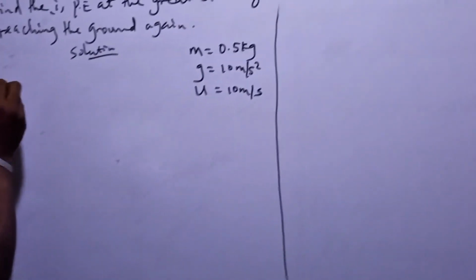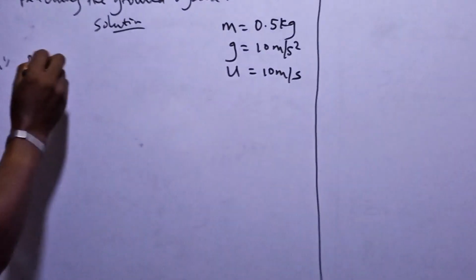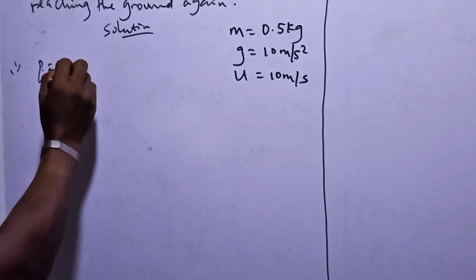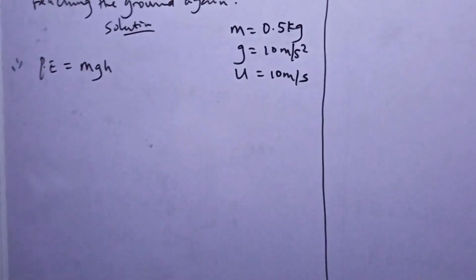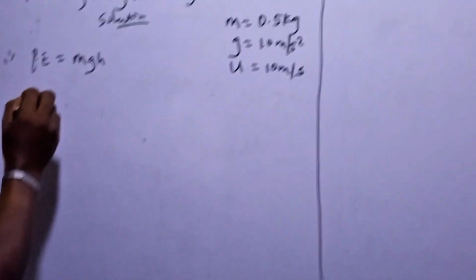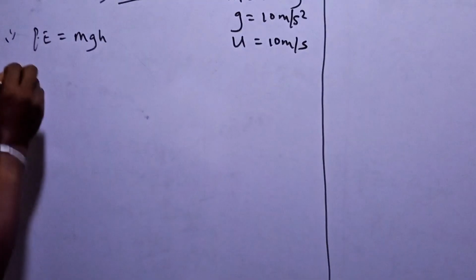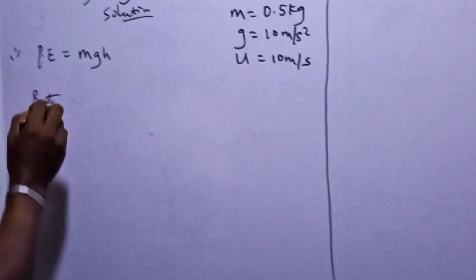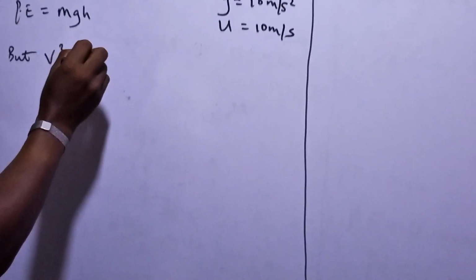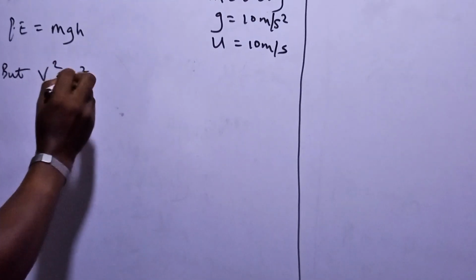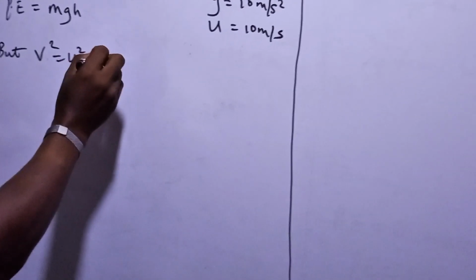So we have PE at the greatest height. Potential energy is given by mass times acceleration due to gravity and by height. But then, as we have solved something like this before, we don't have the height. Okay, but we can get the height from v square equals u square minus 2gy.